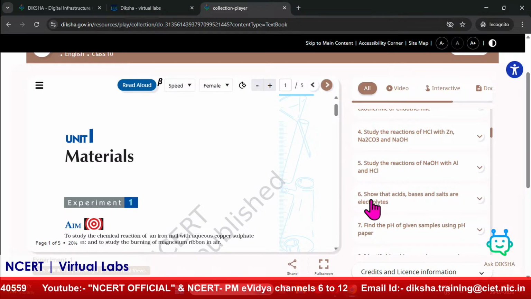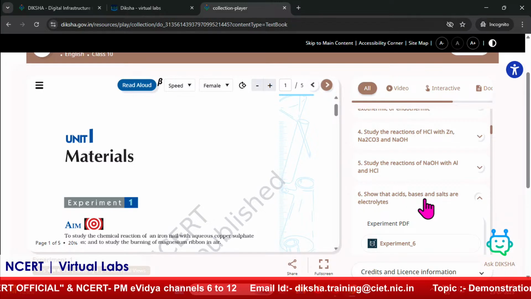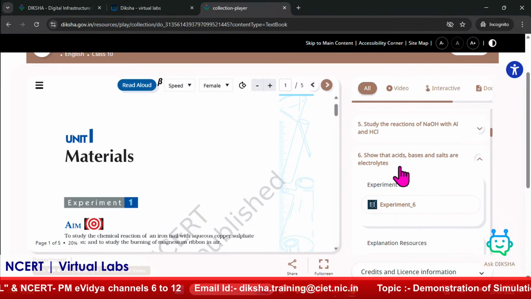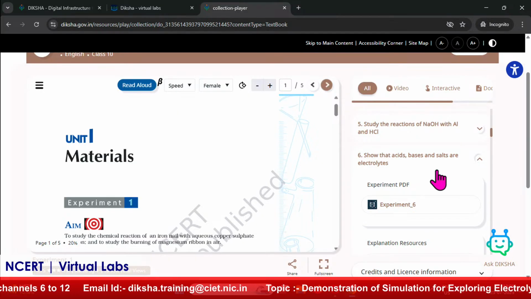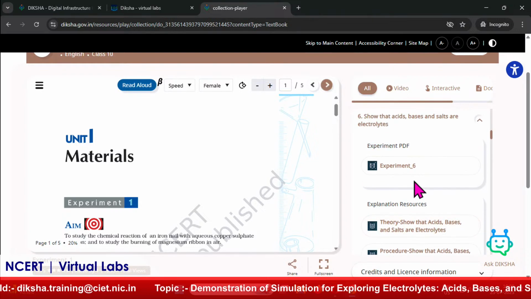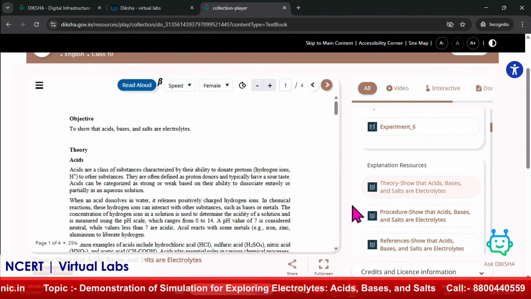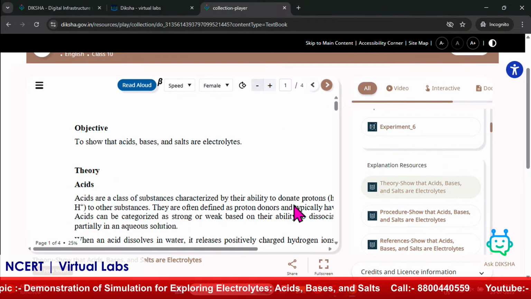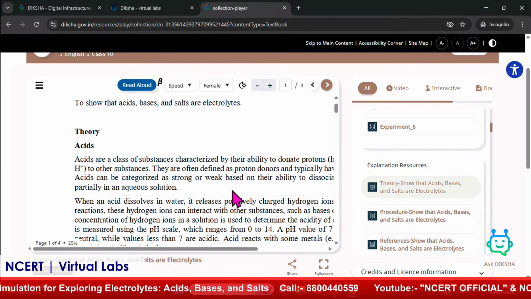Today's experiment is about showing that acid, base and salts are electrolytes. We are going to explore the nature of electrolytes and how these acid, base and salt substances act as electrolytes, and we will see the role of ions in this overall process. As I mentioned in the beginning, there are different kinds of resources. There is a theory related to this experiment, so the learner can see the theory part here. This theory is a reference for what experiment you are going to perform and what the chemistry behind it is.